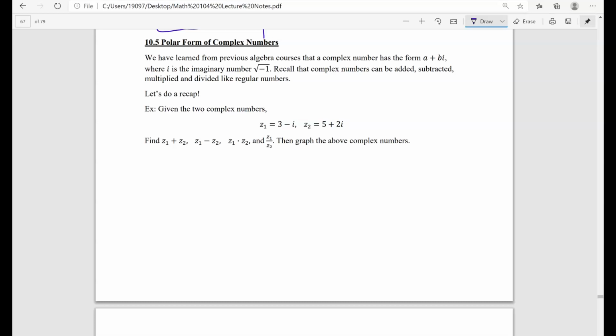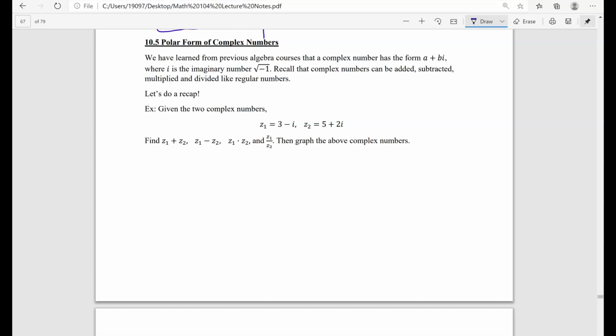This is going to be 10.5, polar form of complex numbers. So we're kind of skipping around from the book, which is fine. We're going to come back to the other chapter of polar graphs a little bit later. So here what we're going to do is talk a little bit about complex numbers.